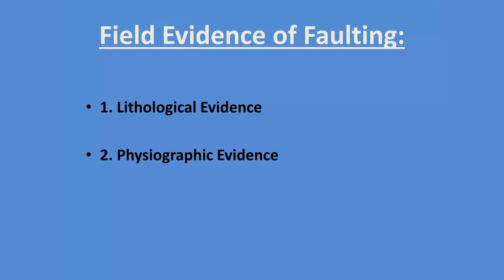Evidence of faulting. So how do you identify a fault in the field? This is the basic concept that every geologist should understand: when you go to the field, you have to identify the fault, and you should know what evidence to look for. First is the lithological evidence. You can identify it based on lithology or physiographic evidence, because lithology is not visible everywhere because of soil cover or something. But if you look at the overall physiography of the area, there are some indications of faulting.